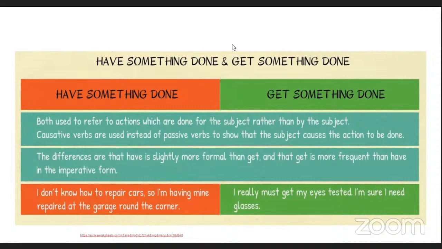So when we use have and get in the present, the verb must be in the base form. And when it's in the past of have and get, then the verb is in the past participle.